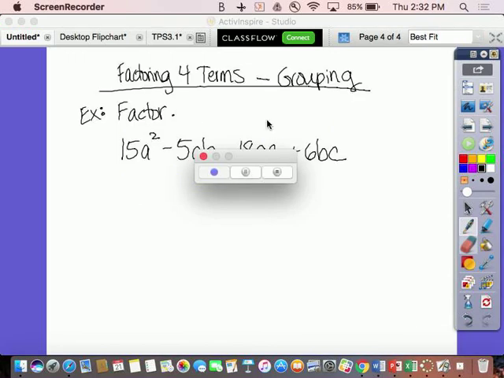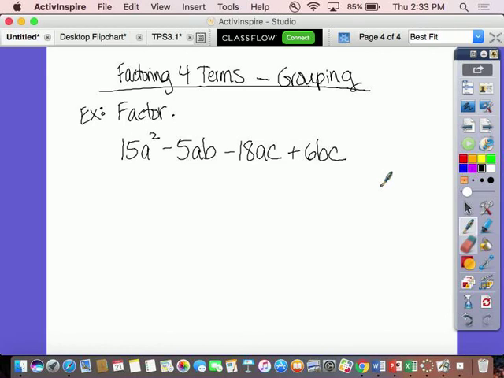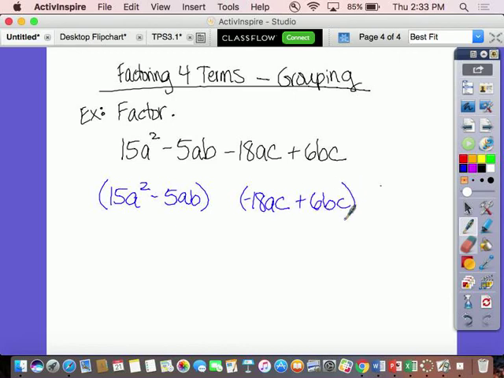Okay, so on this problem, we have 4 terms, and we're told to factor. When you have 4 terms, you are going to factor by a process called grouping. And you do just what it sounds like you do. You group terms together that have a common factor. So I'm going to group together the first 2 terms, 15a squared minus 5ab, and then the second 2 terms, negative 18ac plus 6bc, because these have a common factor, these have a common factor. In between them, I'm going to put a plus sign just so it doesn't look like I'm multiplying them together.